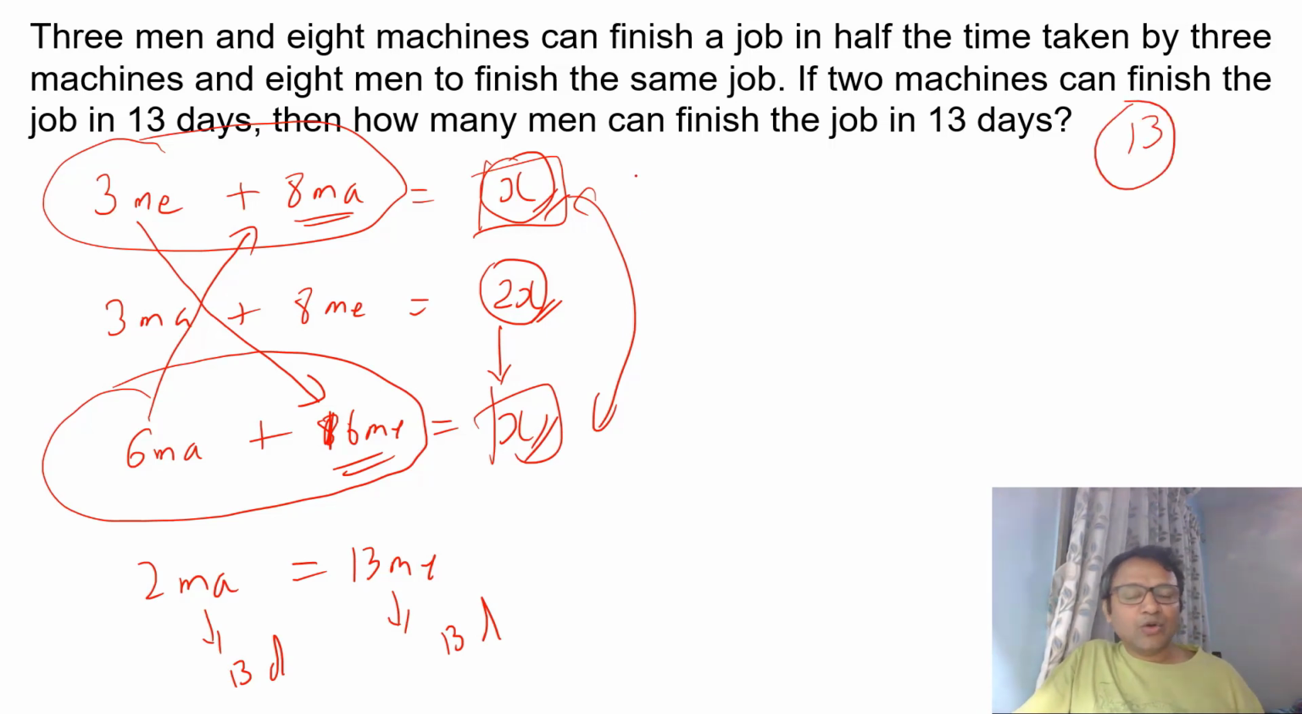Simple technique tricks. Know it, you will be able to get the answer immediately. I repeat, 3 men and 8 machines complete the work in x days. 6 machines and 16 men will also complete the work in x days because 3 machines and 8 men take 2x days. If you want to make the number of days half, the number of people required will be double, so double it. Now since the days taken are the same, the work done is the same. So the work done by 2 machines extra out here is the same as the work done by 13 men extra out here. So if 2 machines can complete the work in 13 days, 13 men can complete the work in 13 days.